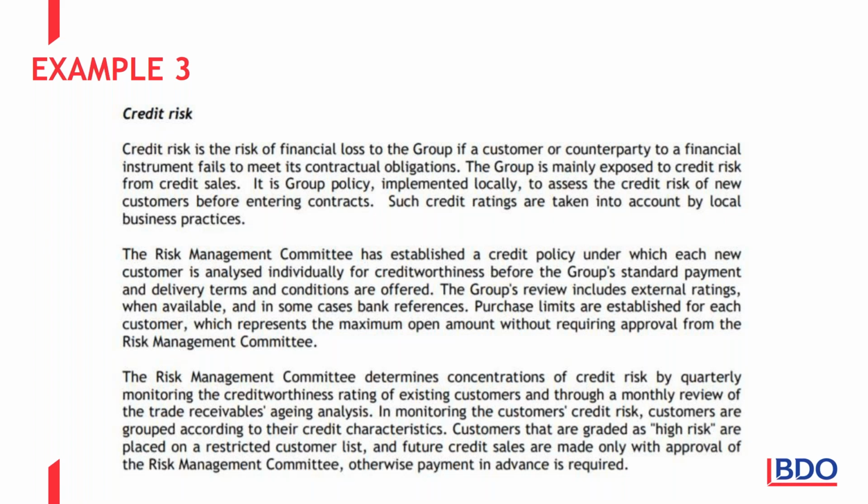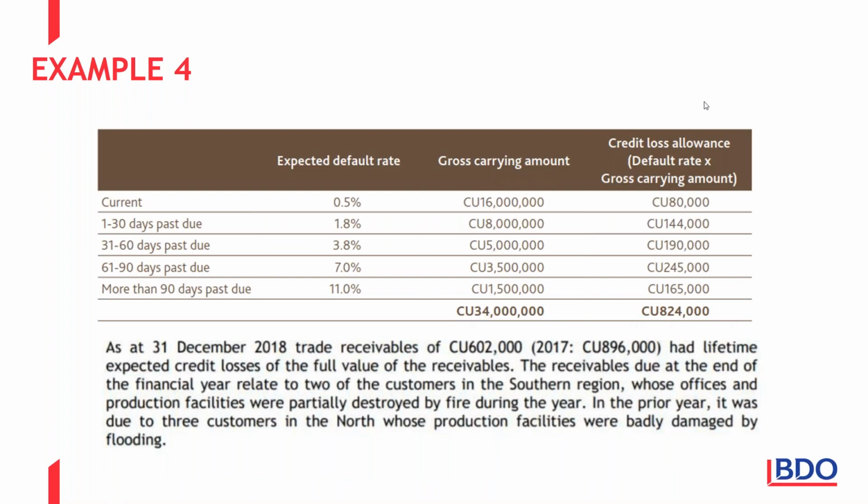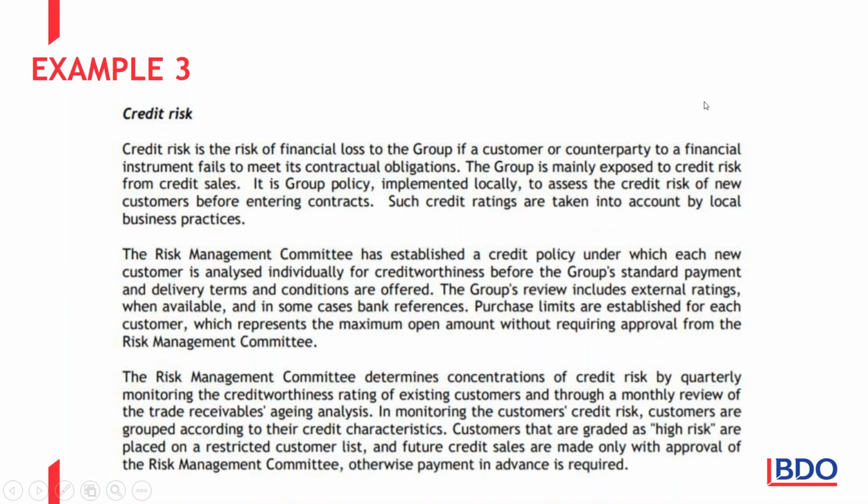And then they talk about concentrations of credit risk. They monitor those for credit worthiness through monthly reviews, and they grade them as high risk and put them on a restricted customer list. So it's a good example of a narrative that talks about the credit risk management processes. This is obviously before credit is granted. So what happens after that? Well, the last paragraph will then say, once credit's granted, we then evaluate that, are the guys going to pay, and so forth.